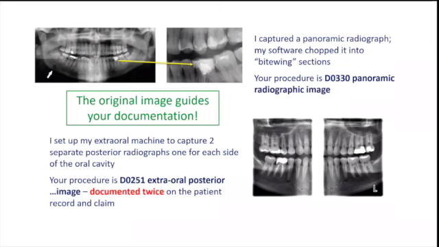If you simply parsed an original panoramic and cut it into bite wing sections, that's not a unique image, and you code for D0330 panoramic radiographic image.